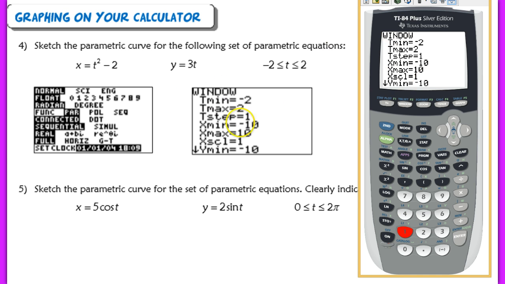So if you model it just like the picture here in the notes, you should be fine now. If I go to graph this, now I see that curve exactly the way we graphed that, okay? So that's how you can use your calculator then to graph any parametric curve.